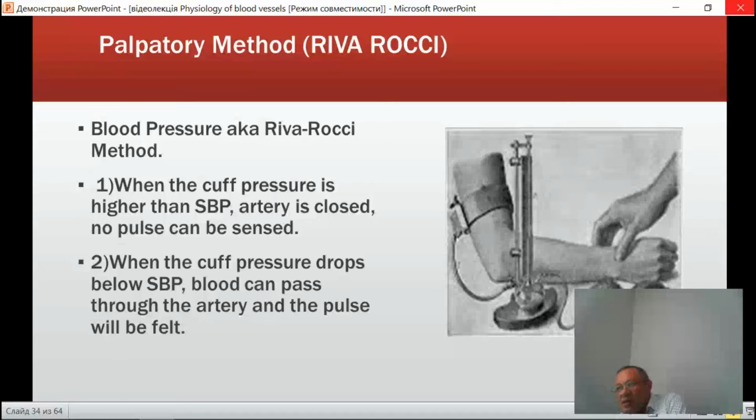When the cuff pressure is higher than systolic blood pressure, the artery is closed and no pulse can be sensed. When the cuff pressure drops below systolic blood pressure, blood can pass through the artery and the pulse will be felt. The doctor takes information from palpation of the pulse. This is called the palpatory method, which uses a special tonometer.